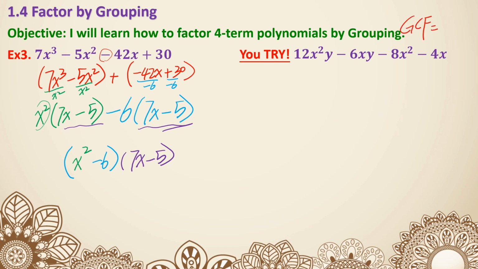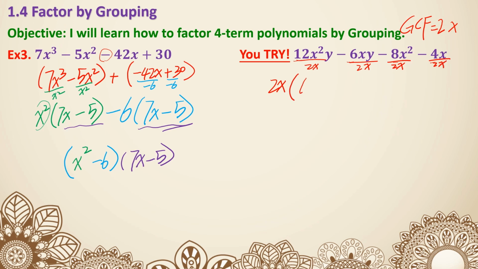GCF. In this case, you may notice every single term at least has an x. Not all the terms have a y, so y is not part of the GCF. And then 12, 6, 8, 4, they're all even numbers, so you can at least take away a 2. So let's try that. 2x, let's take it out, which means dividing every single term by 2x.